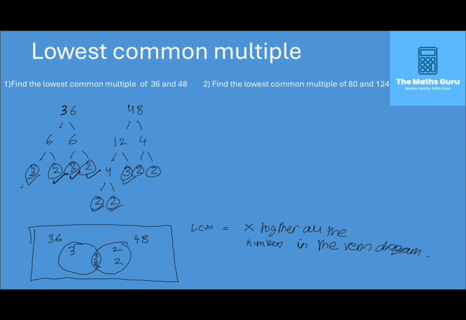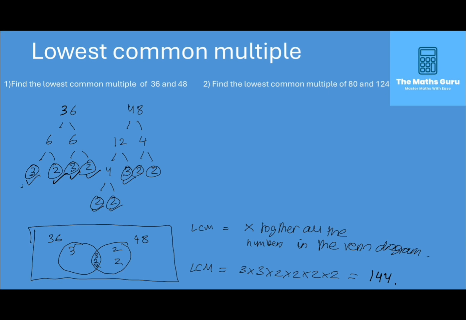Hence, the lowest common multiple in this case is 3 times 3 times 2 times 2 times 2 times 2. 3 times 3 is 9, times 2 is 18, times 2 is 36, times 2 is 72, times 2 is 144. So the lowest common multiple between these two is 144.